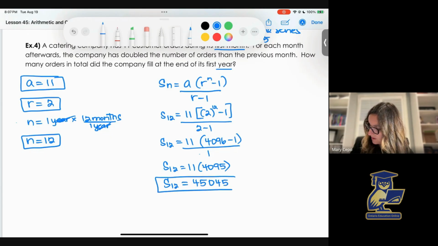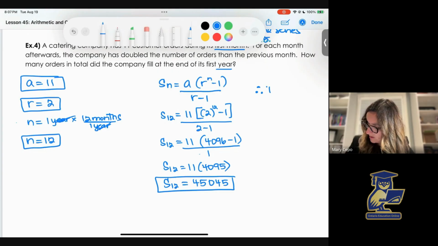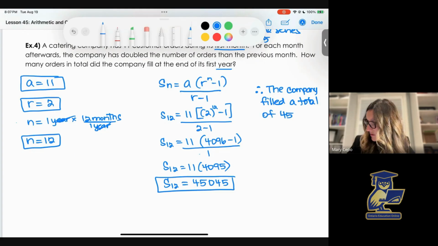45,045. So we can say, remember, it's a word problem. How many orders in total? Therefore, the company filled a total of 45,045 orders at the end of its first year.